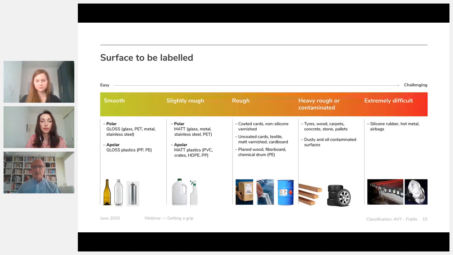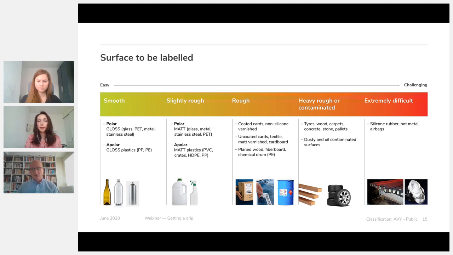So if we then come back to the surfaces to be labeled, we discussed the smoothness part, but again, we have to consider the polarity as well. And for polar surfaces, you have to consider materials such as glass, polyester, but also metals and stainless steel. These are very polar and they are relatively easy to stick to. If you have apolar surfaces, you have to think about plastics like polypropylene, polyethylene. And these are relatively more difficult to stick to because they are very apolar in nature.